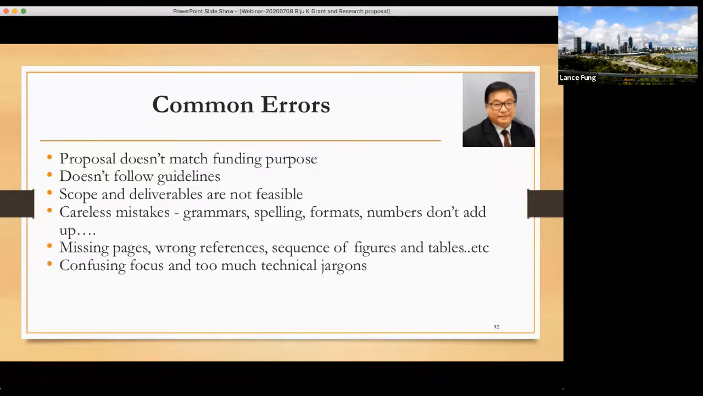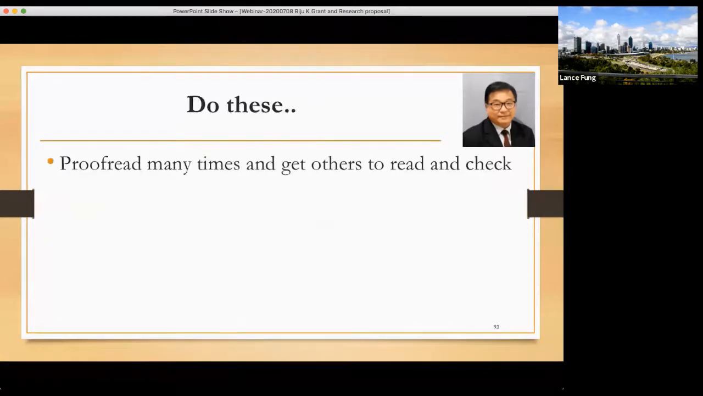And also quite confusing focus. How you articulate the aims and objectives of your research is very important. And also try to avoid too much technical jargon. And also the resources and the timeline and the money, don't overinflate it, or maybe don't underestimate it as well. And also, you're not able to articulate the significance of your work. And make sure you prove it over and over again. Make sure you check your proposal is complete.